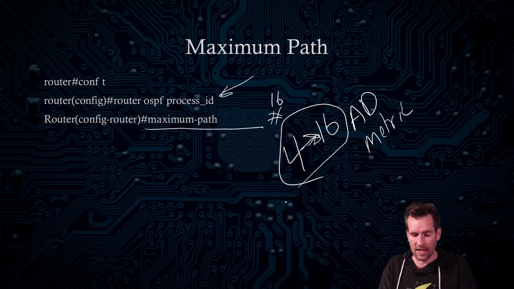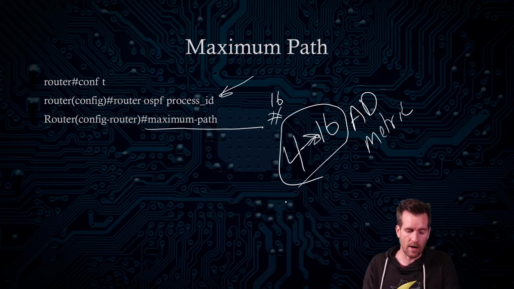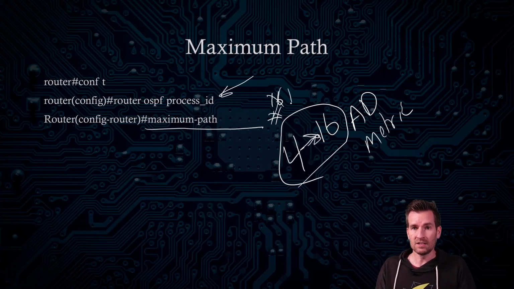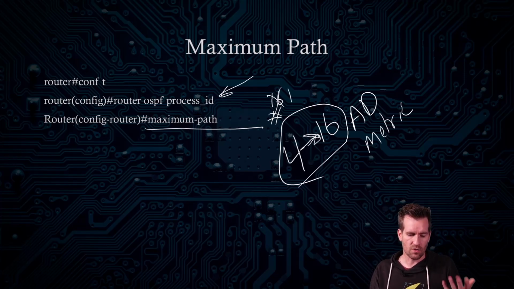Possibly we want to do less. Maybe we want to choose just one route and we would just specify that the maximum number is 1. So that way it won't load balance. So those are some ways that we can actually get more out of our different paths to the end destination.